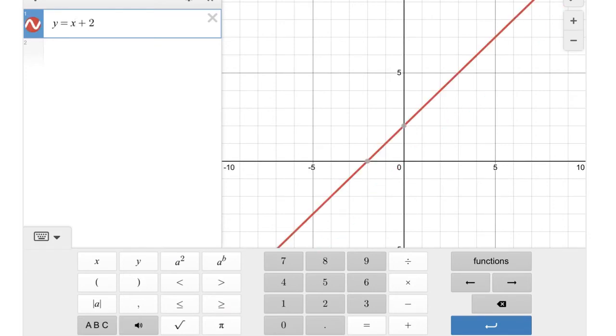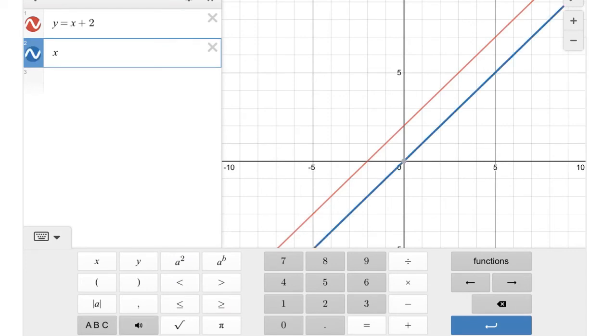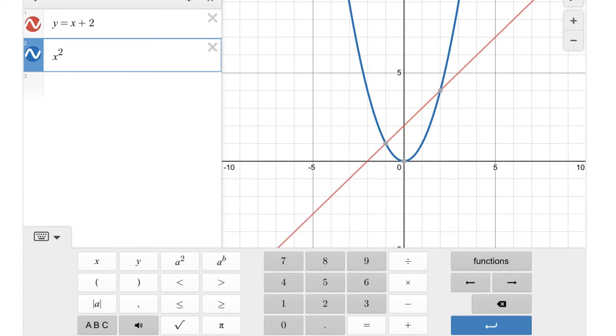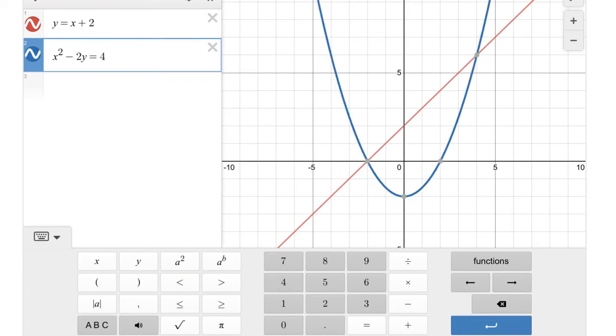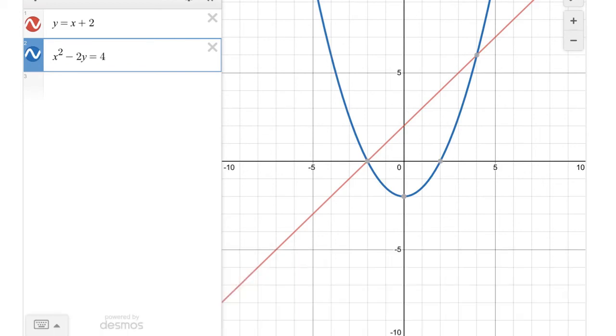So that was the straight line. And then we've got x squared minus 2y equals 4. So what we can see is the blue line is the quadratic graph, the red line is the linear, and we can see that they meet at 2 different points. The first one is (-2, 0), which was one of our solutions, and the other one was (4, 6), which was the second solution.